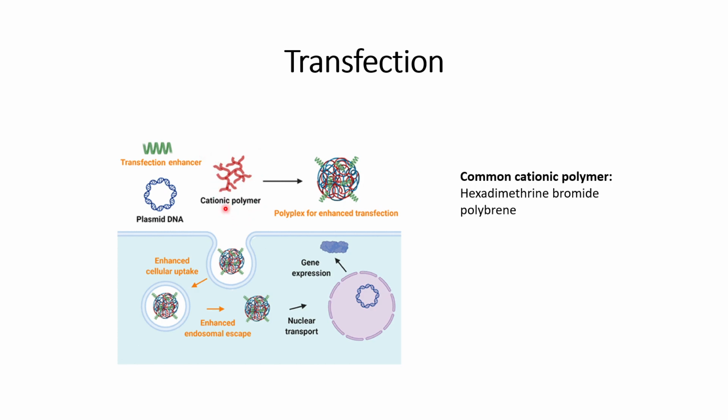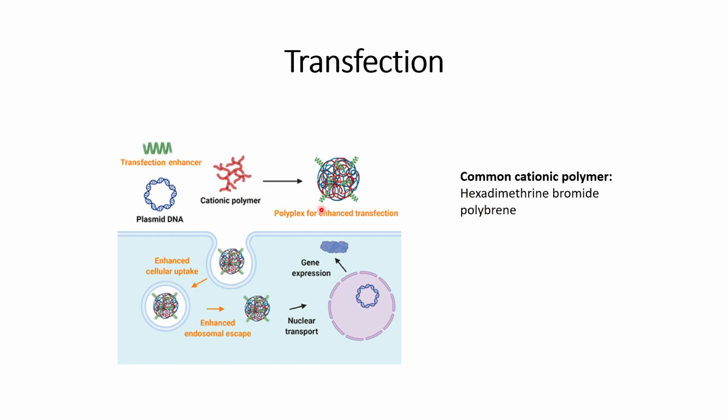One of these is the cationic polymer. At the time of transfection, people use cationic polymers to increase the transfection efficiency. A couple of cationic polymers are polybrene or hexadimethrine bromide. These are used along with the transfection agent that contains the nucleic acid sequence or the plasmid DNA, and that finally helps in increased transfection efficiency.